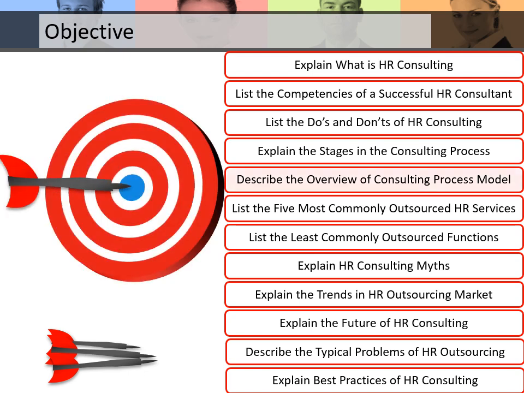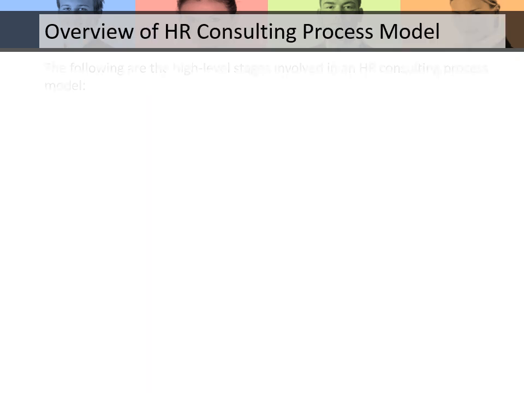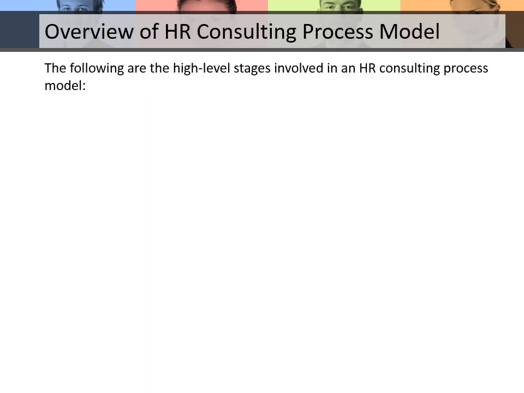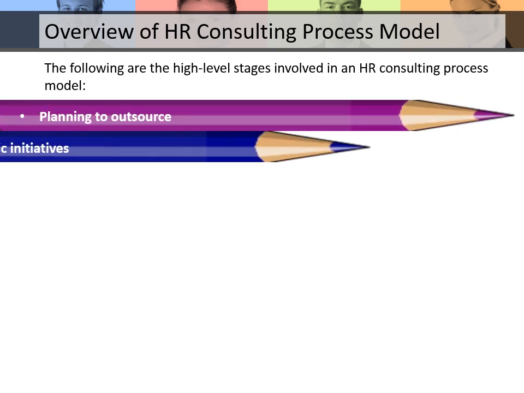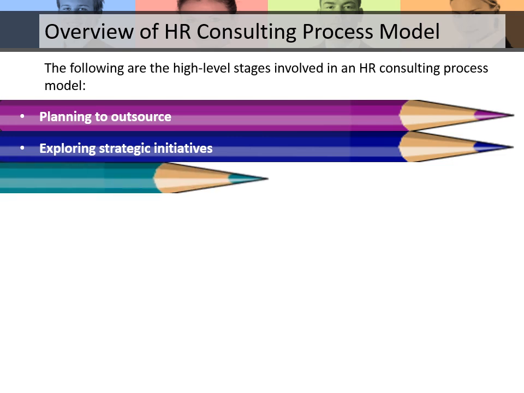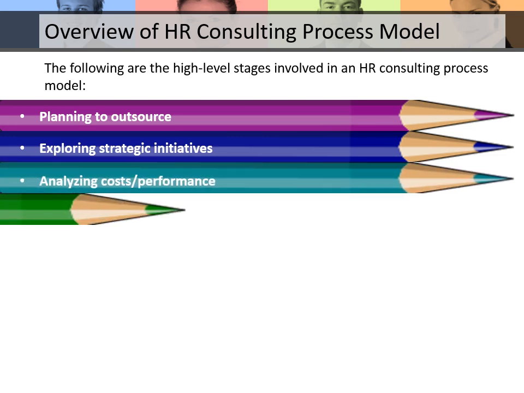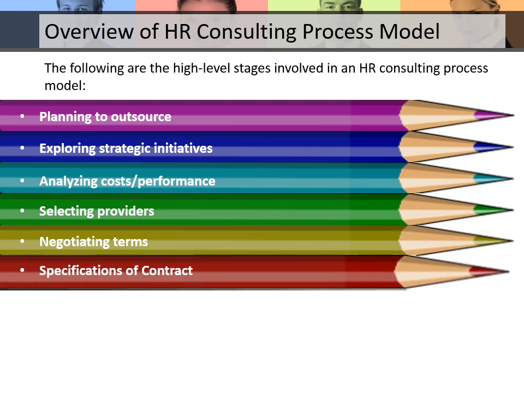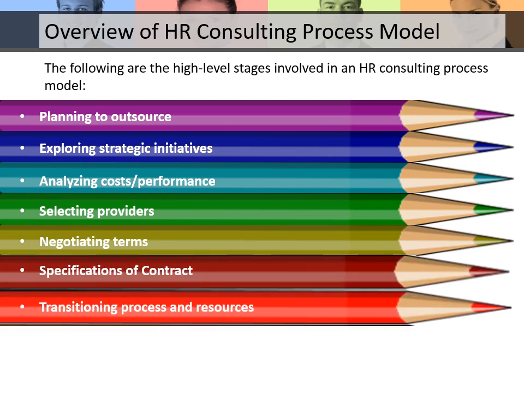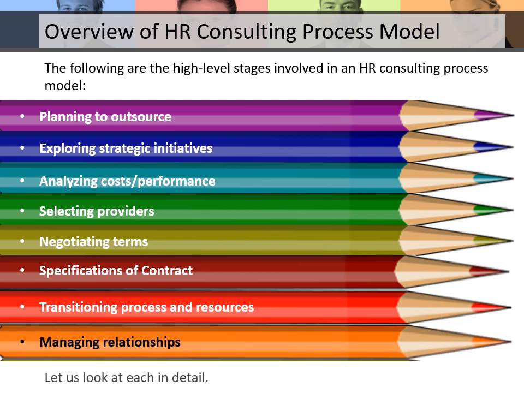Next, describe the overview of the consulting process model. The following are the high-level stages involved in an HR consulting process model: planning to outsource, exploring strategic initiatives, analyzing costs or performance, selecting providers, negotiating terms, specifications of contract, transitioning process and resources, managing relationships. Let us look at each in detail.